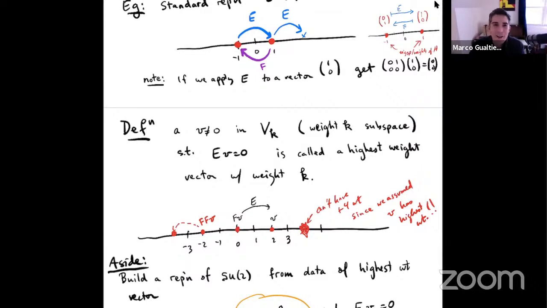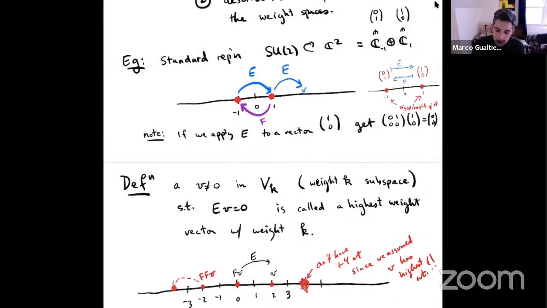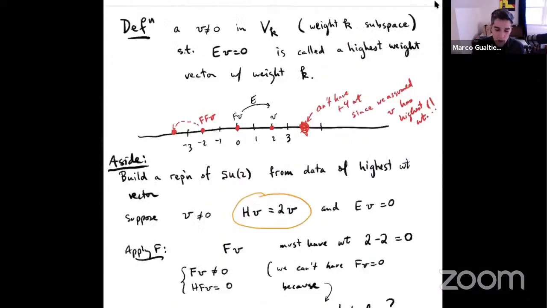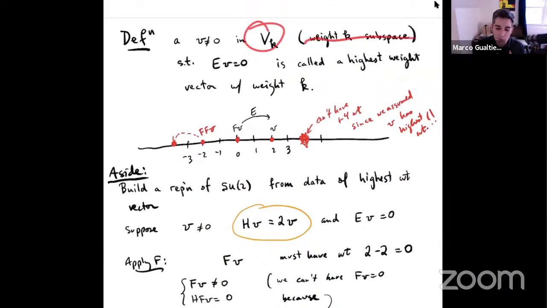The one at the top is called the highest weight vector. It's a vector with the highest weight. So in this example, this is a highest weight vector. There's not just one, because you can multiply it by any non-zero constant, but in this case there is a one-dimensional space of highest weight vectors. That's what the definition says: a highest weight vector is one that is killed by the raising operator.